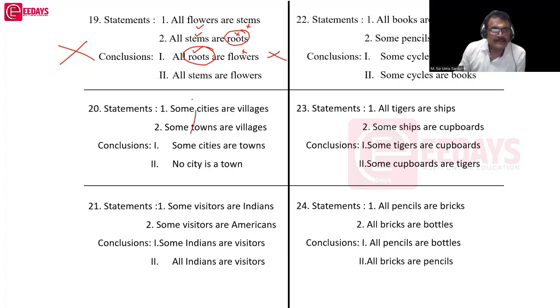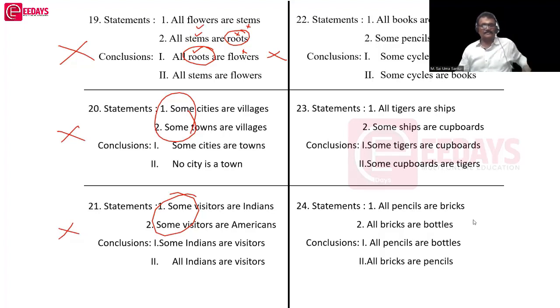In the next one, both statements are particular. There is no conclusion. Leave it. Go to the next one. 21st, both statements are particular. So, there is no mediate inference for the 21st one. That's it. Next. Middle term. Pencil is not distributed. So, there is no mediate inference. Look here, the middle term is not distributed. No conclusion. Go to the next one.